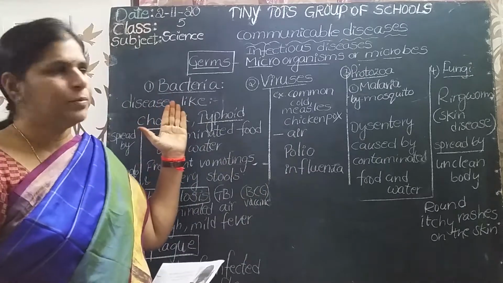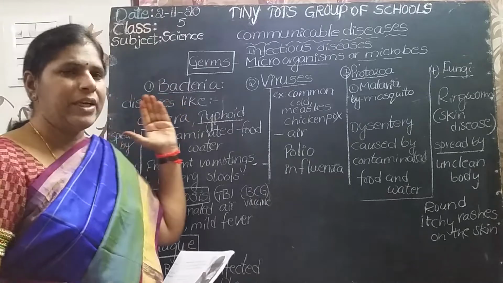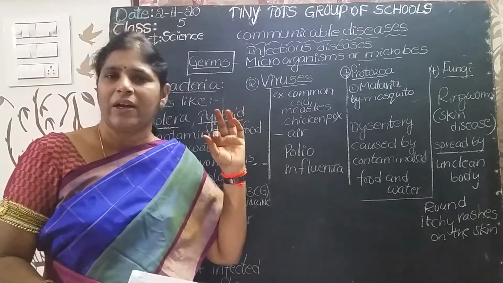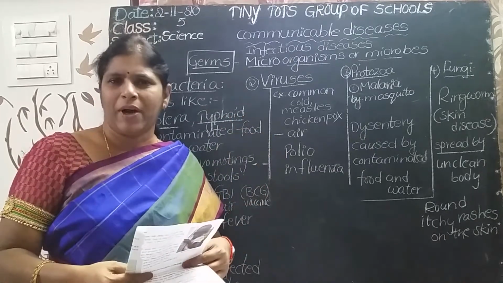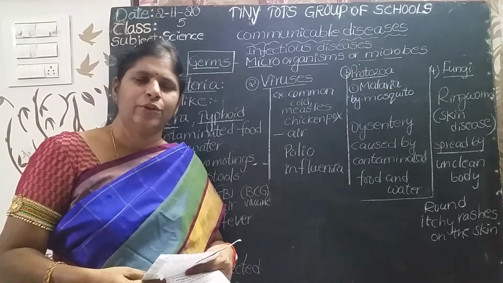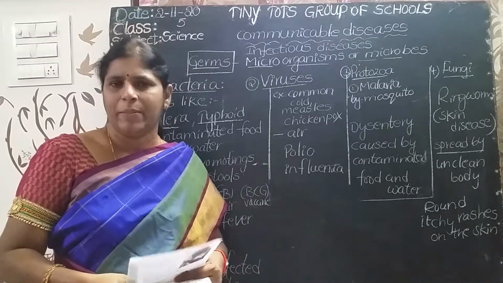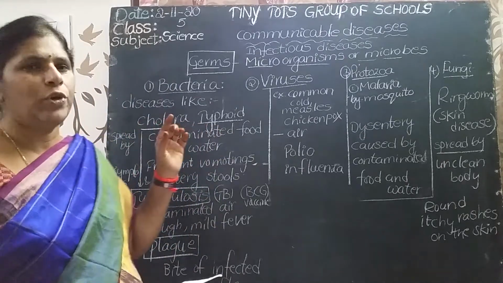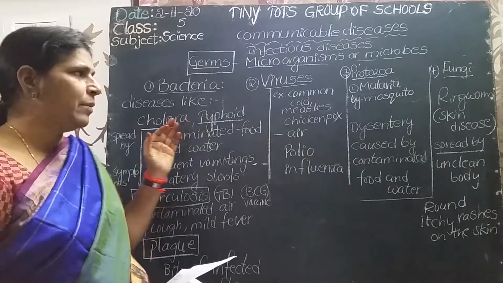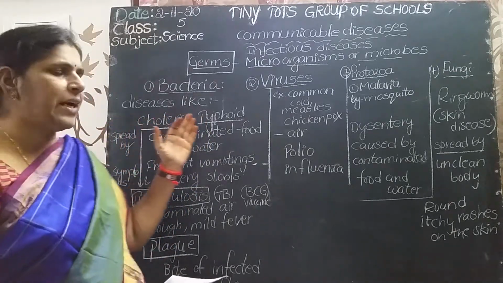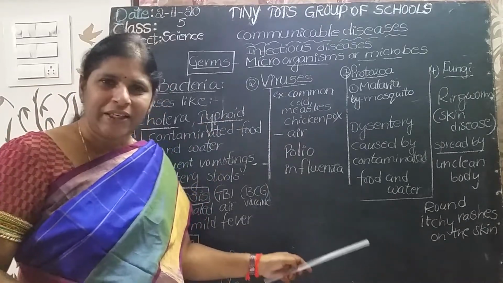First, let us discuss bacterial diseases. Bacteria are single-cell organisms. Our body is made up of millions and trillions of cells, but a bacterium is made up of only one cell. We cannot see them with our naked eye, but they may cause diseases like cholera and typhoid. So cholera and typhoid are caused by bacteria.